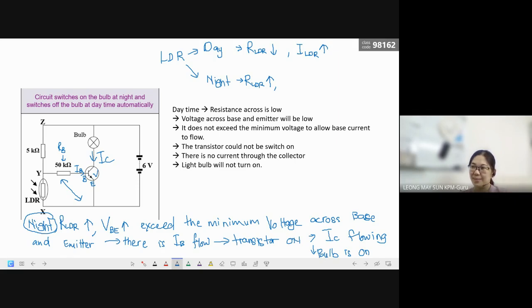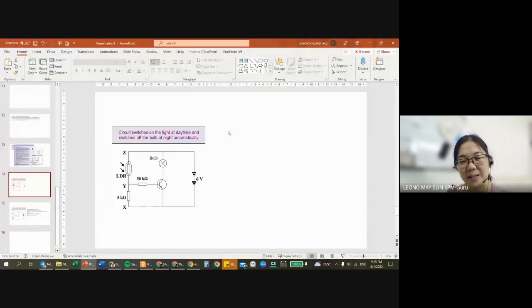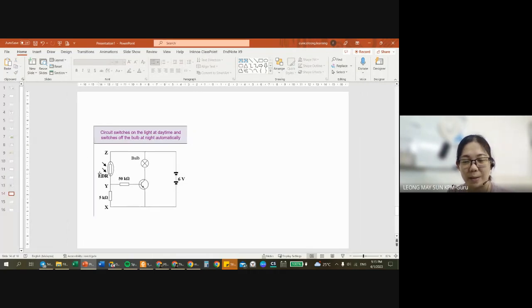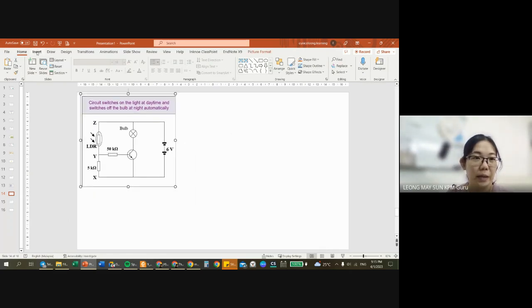For the next circuit, I'm going to bring out my actual PowerPoint already. I want to type instead. Alright, the next circuit is this. You will notice that this circuit is still a light dependent resistor. Please memorize the symbol. This is a light dependent resistor still.